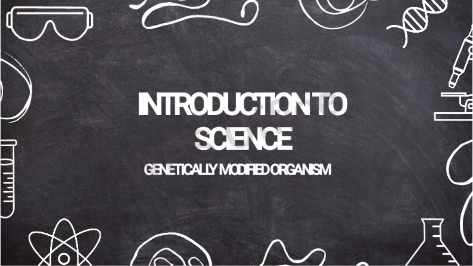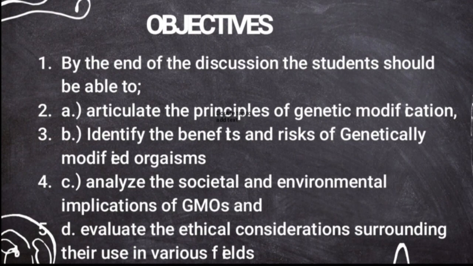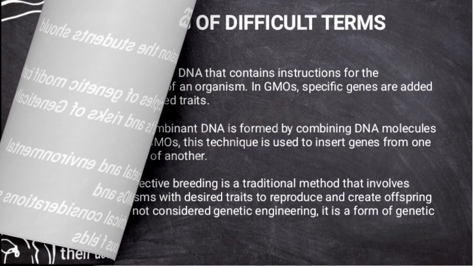Everyone, we are Group 3 and we are assigned to discuss the benefits and risks of using GMOs, or genetically modified organisms. By the end of the discussion, the students should be able to articulate the principles of genetic modification, identify the benefits and risks of genetically modified organisms, analyze the societal and environmental implications of GMOs, and evaluate the ethical considerations surrounding their use in various fields.